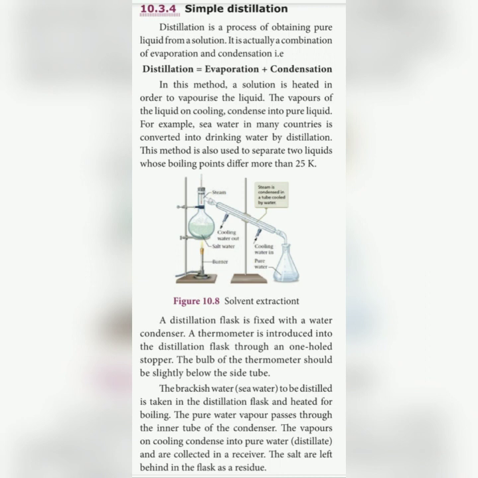That means if you take two liquids, for example alcohol and water, both are miscible with each other. If we heat the solution in a round bottomed flask, the lower boiling point alcohol first changes into vapor state, and then with the help of a condenser it changes automatically into a pure liquid.